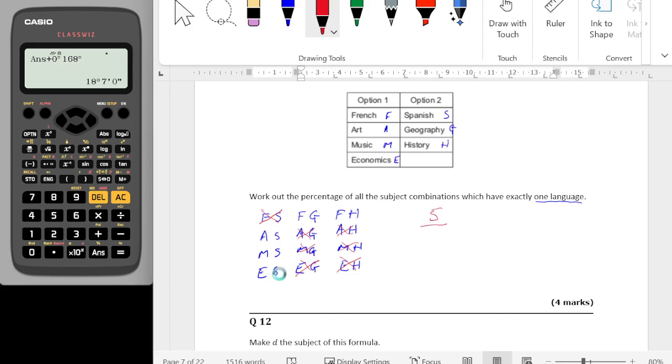So I've got 4, 8, 12 combinations, and I want to times that by 100 to get it as a percentage. So on my calculator, I'm going to do 5 out of 12 times by 100. That gives me 41.6%. Well, it's 41.6 recurring percent, so I'm going to go, let's go 42%.